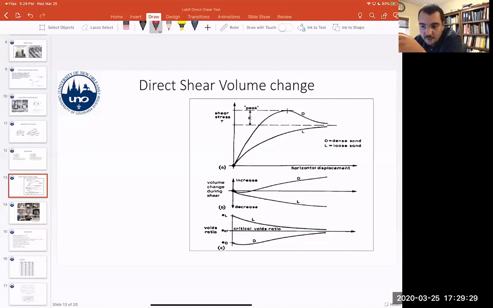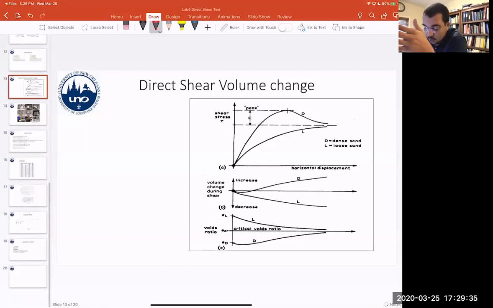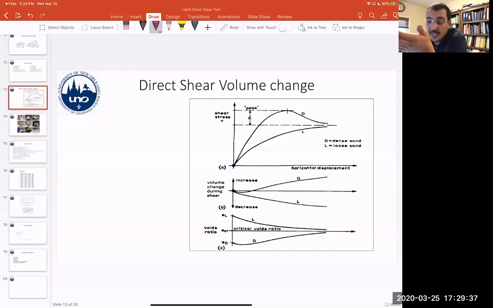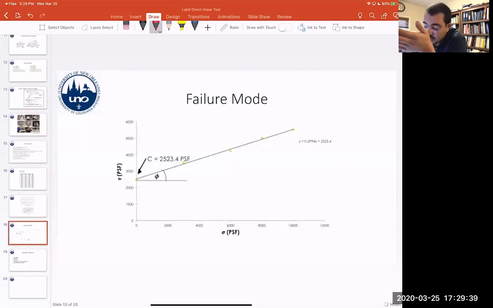However, you have to be careful. You cannot apply the load too fast, and then you will have something called apparent cohesion, which is like cohesion that isn't there. For example, in this case, we have this C, and this is in loose sands.